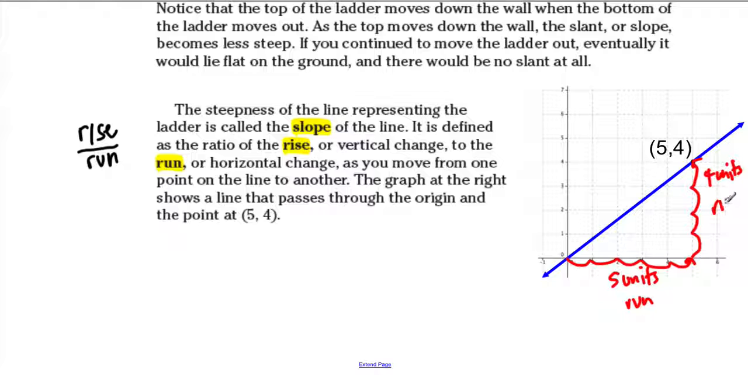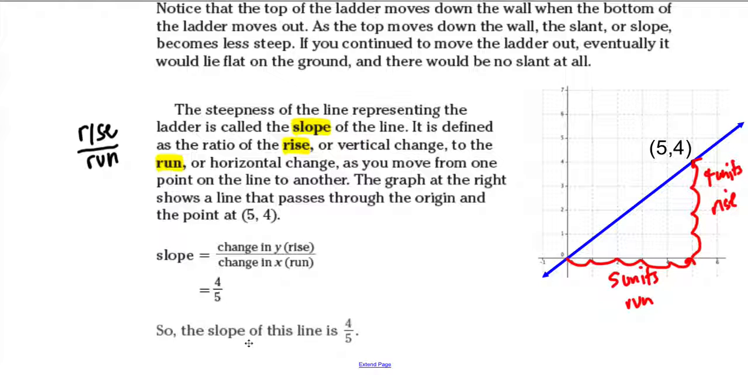If we go back to our ratio, the slope is rise over run, change in y over change in x. This would be equal to 4, which is our rise, over 5, which is our run. So the slope of this particular line is 4 over 5.